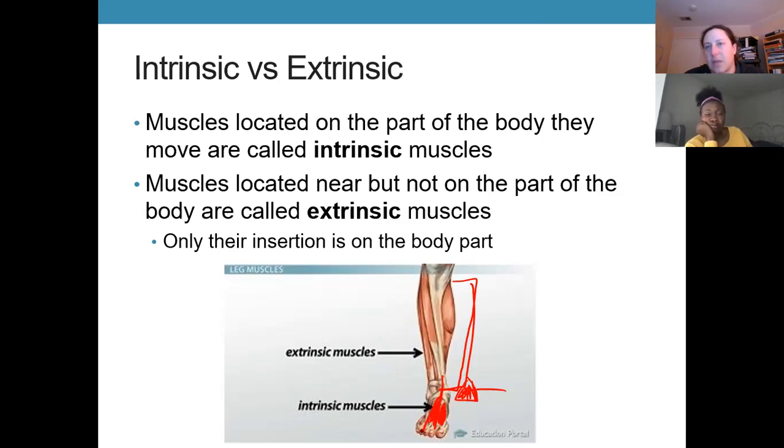So we can do that with everything. We can talk about muscles on your head versus the muscles from your neck that can control your head. It's just variable. So this is one of the ways that we talk about muscles in groups, mostly from an anatomical standpoint.